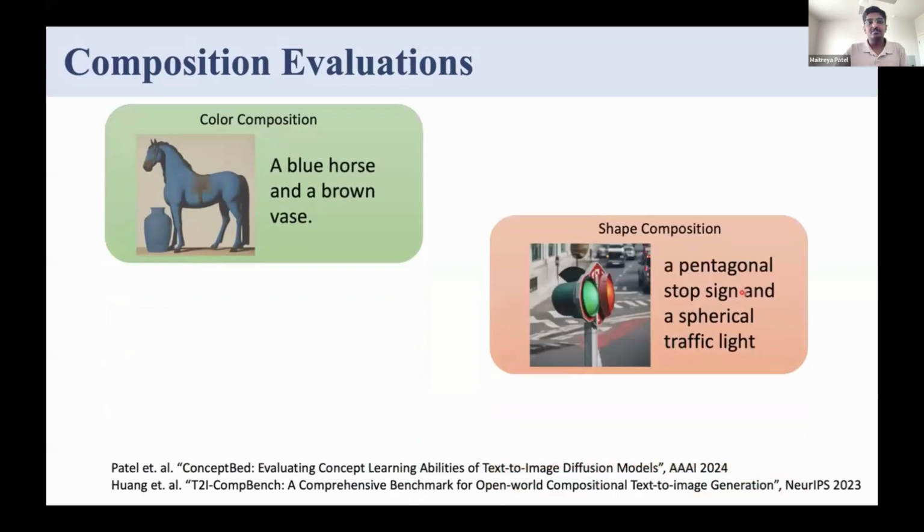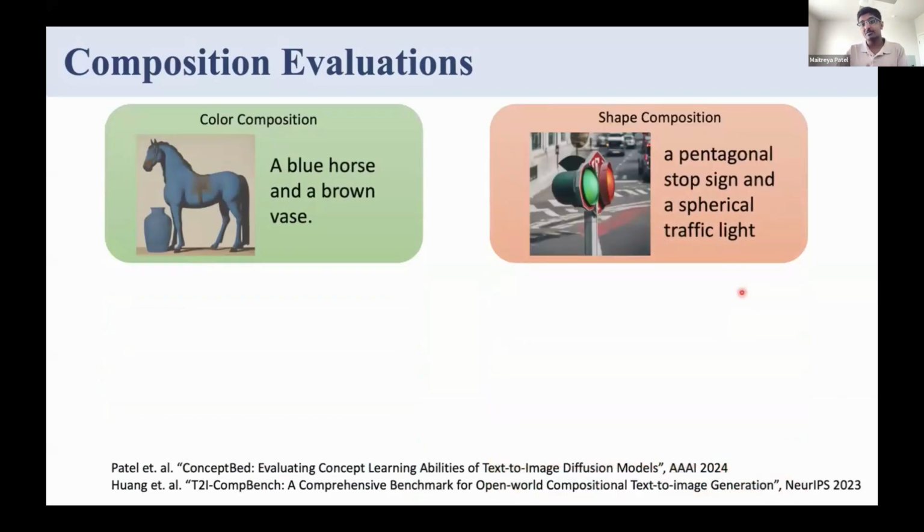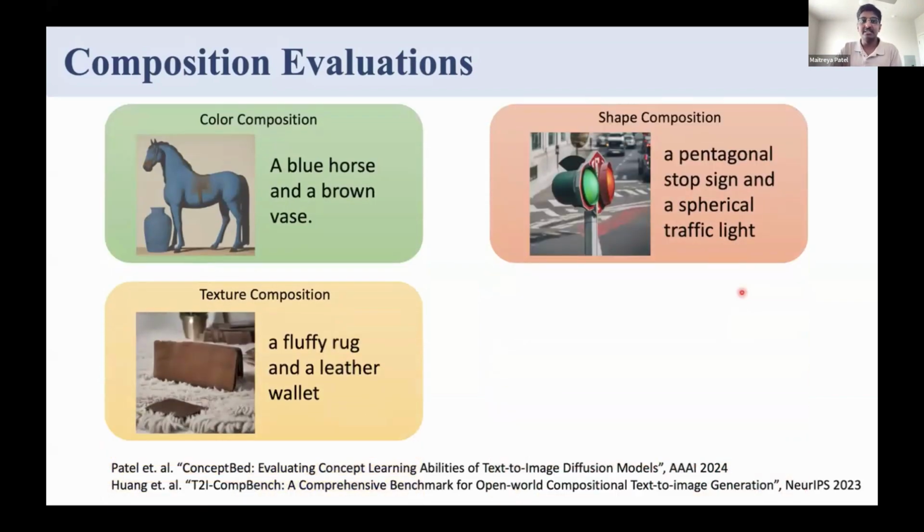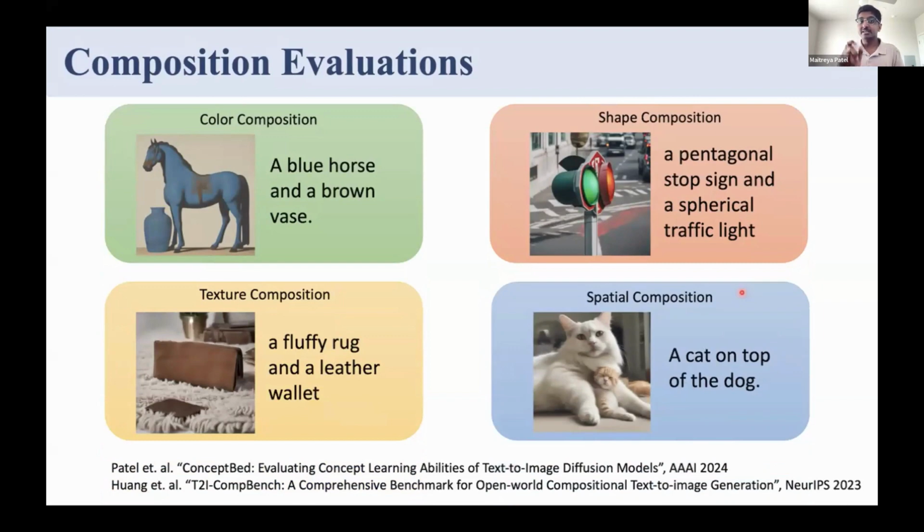Apart from text to image mapping, one key aspect of evaluating these models is compositionality. Can we generate a blue horse and a brown vase together? Or can we generate a cat on top of a dog? All of these recent works trying to improve text to image generative models want to improve this compositional understanding, so that even if we haven't seen such imaginary scenarios in the real world, we can still generate them in a synthetic scenario and have fun with it.